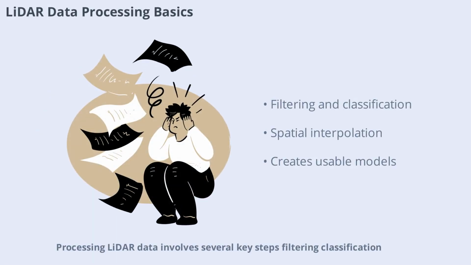Processing LiDAR data involves several key steps: filtering, classification, and spatial interpolation. Filtering separates ground points from non-ground points, while classification assigns labels to features like buildings or trees. Spatial interpolation creates continuous surfaces, such as digital elevation models, from discrete LiDAR points. Mastering these techniques is essential for turning raw LiDAR data into actionable information.